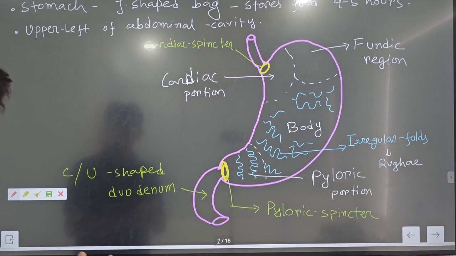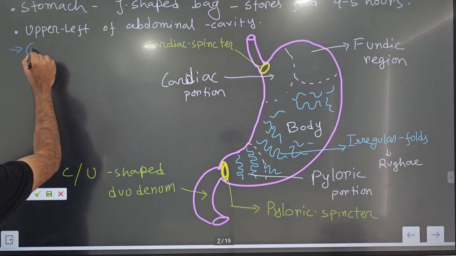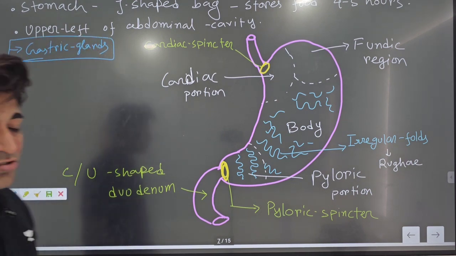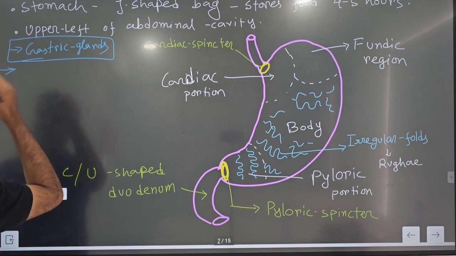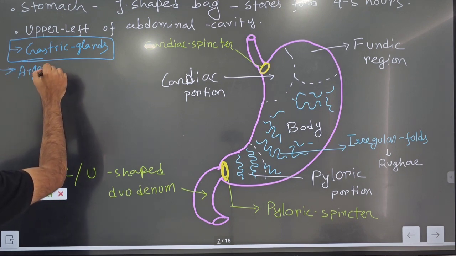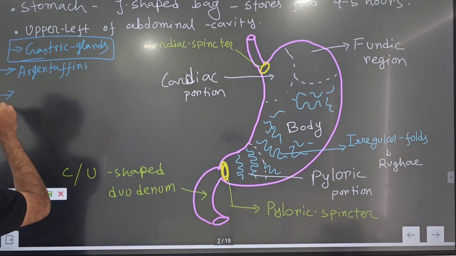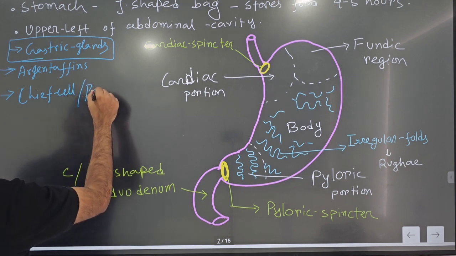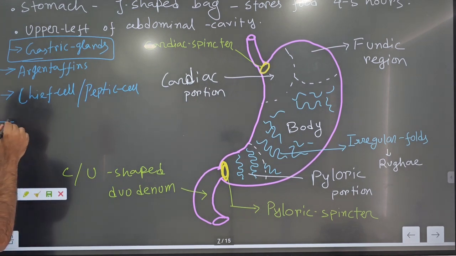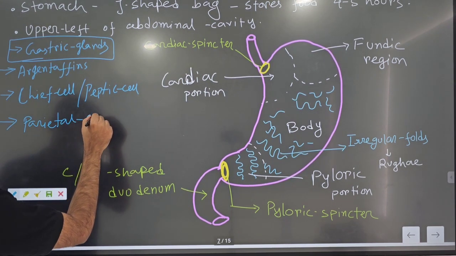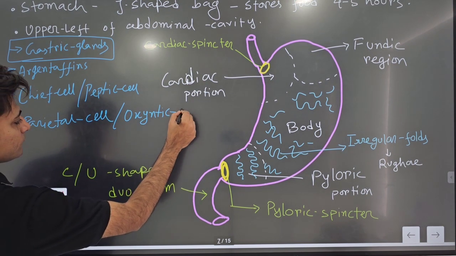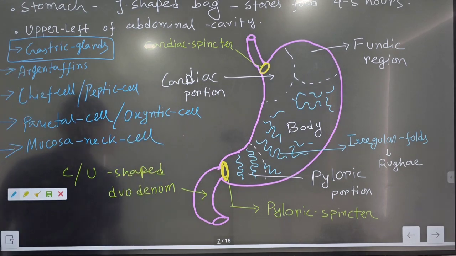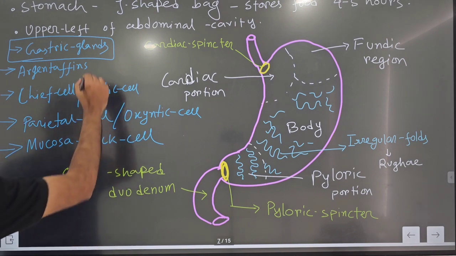Now, if you want an elaboration of the gastric gland, gastric glands are made up of different types of cells: argentaffin cells, chief cell or peptic cell or zymogen cell, parietal cell or oxyntic cell, and mucus secreting mucosa neck cell. Argentaffin cells are of three types.